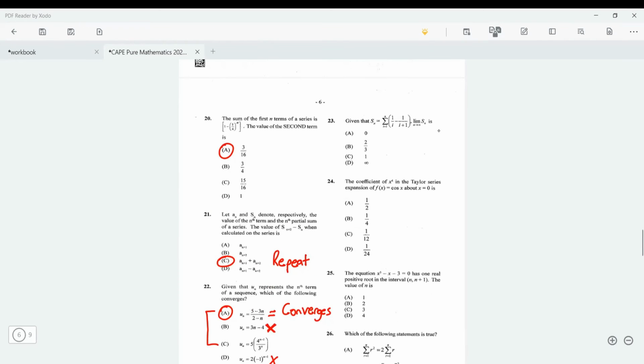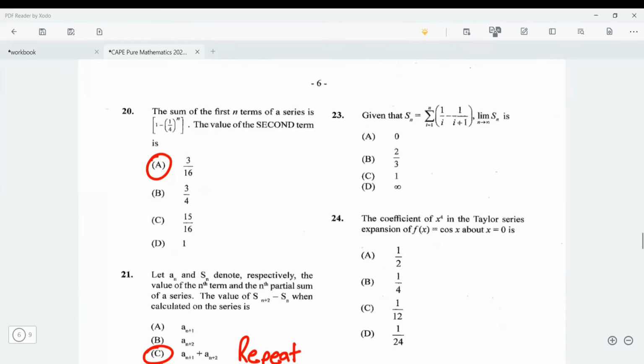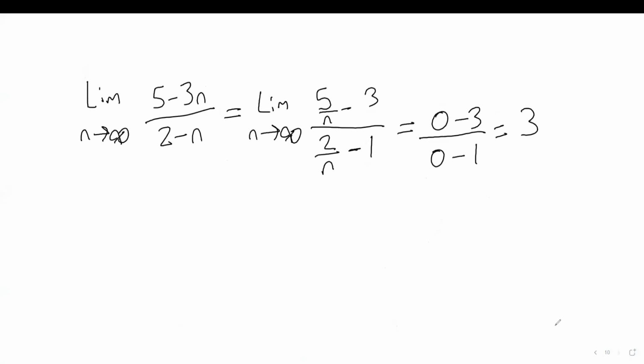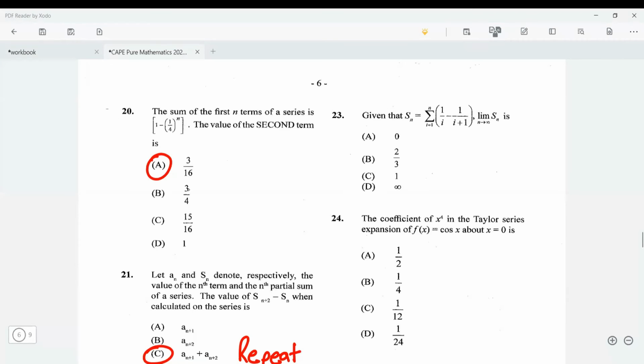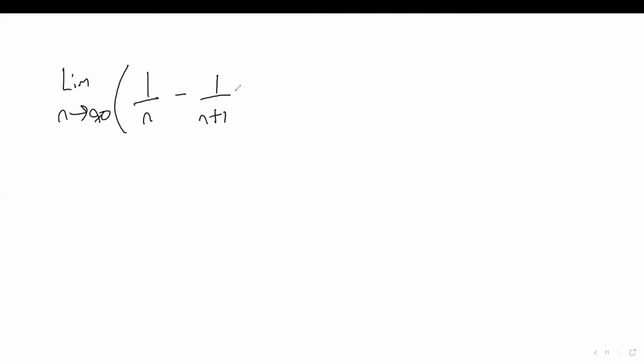Question 23. Given that Sn is equal to the sum from i equals 1 to n of 1 over i minus 1 over i plus 1, what's the limit of Sn? So let's go ahead and work out the limit of Sn. We're doing it on the whiteboard. We want to find the limit as n approaches infinity of 1 over n minus 1 over n plus 1. And instead of using i, I am using n. So don't worry, it's the same thing. I'm just using n.